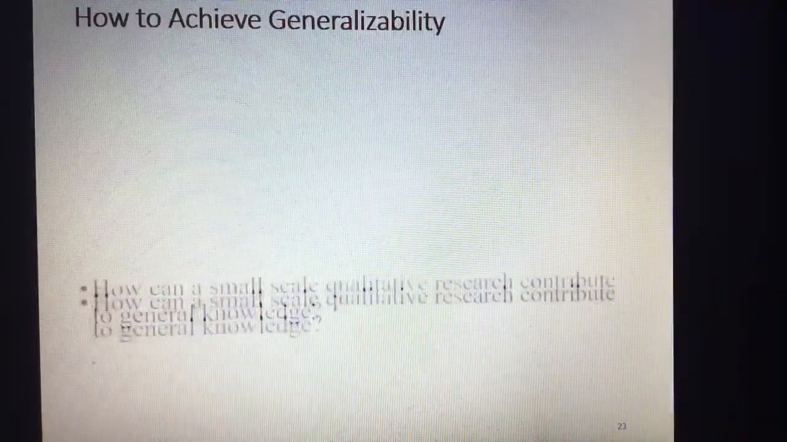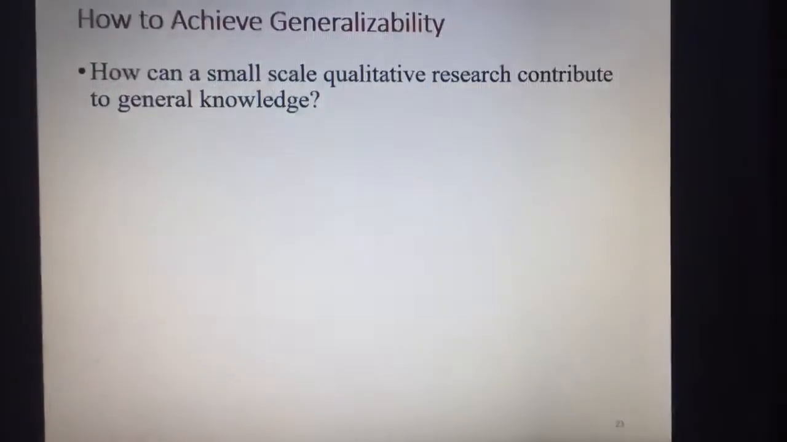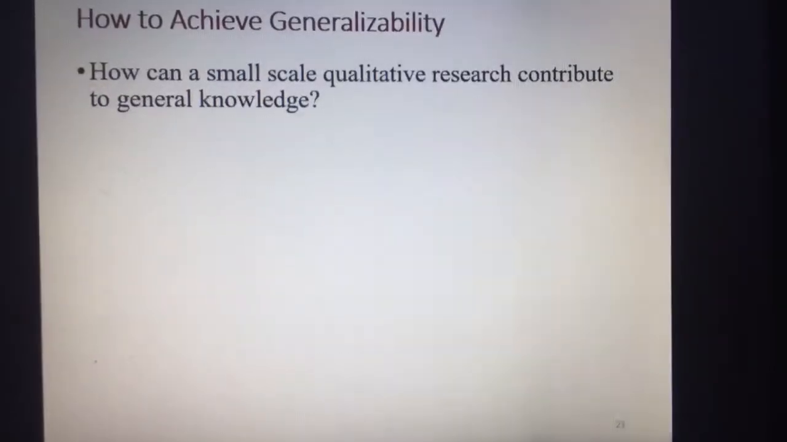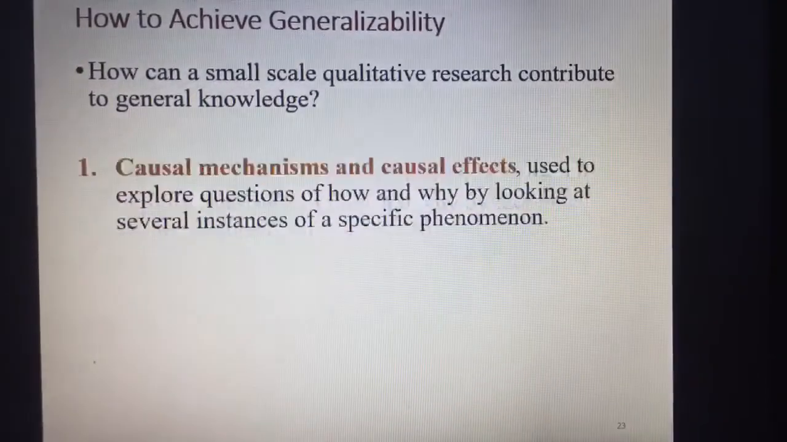which is how to achieve it. How can a small-scale qualitative research contribute to general knowledge? Because you take it from the specific to the general.